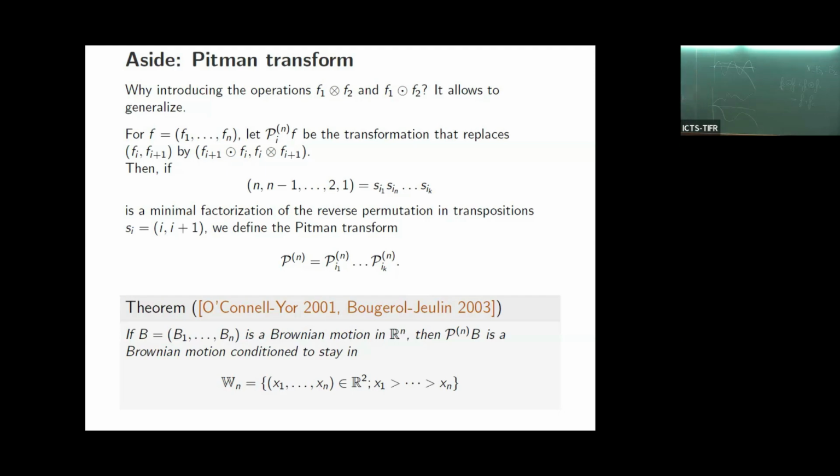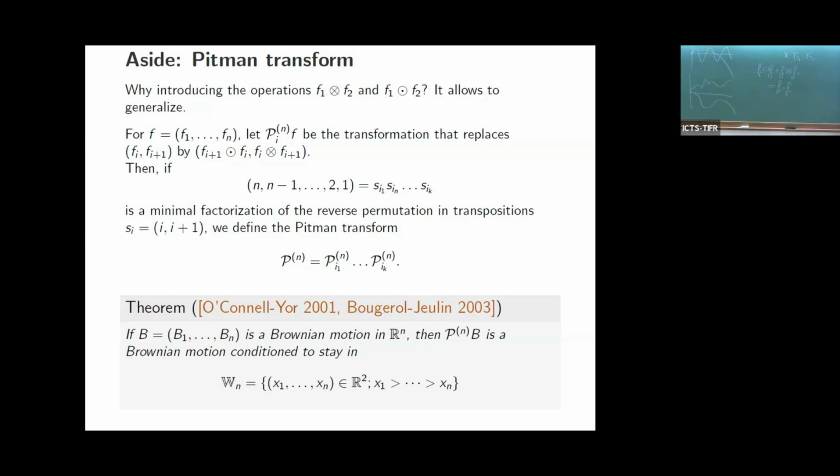Now if I want to do it with n functions, I need to apply a sorting algorithm. So if I want to formalize that idea, I take the reverse permutation, n, n minus 1, etc. up to 1. I need to find a factorization into transpositions of this permutation. So I denote by s_i the transposition (i, i plus 1). I factorize my reverse permutation like that. And then my Pitman transform will be given by the product of Pitman transforms acting on coordinate i and i plus 1, with the same order as how I factorize my reverse permutation.